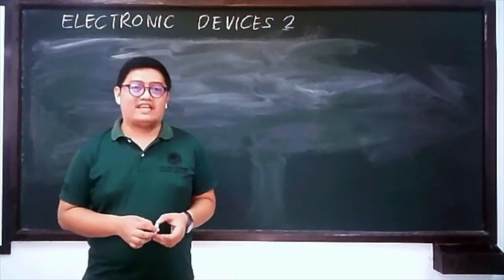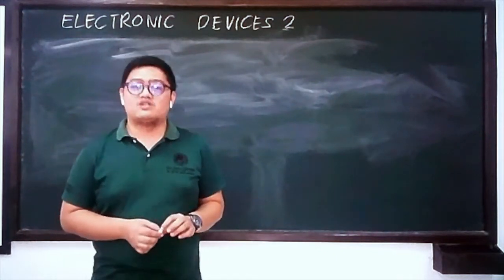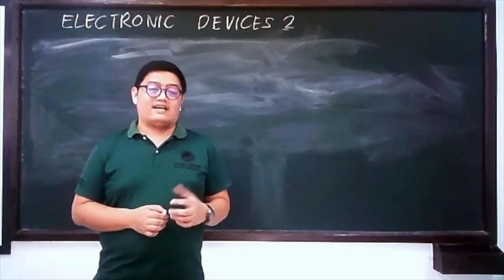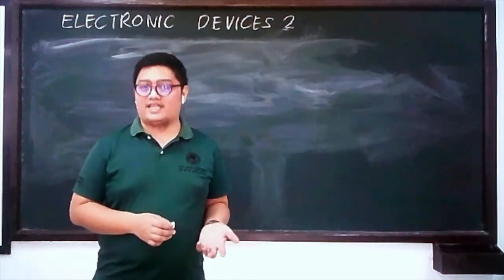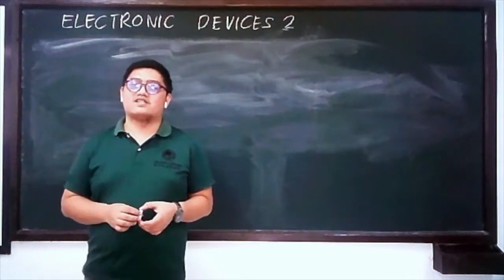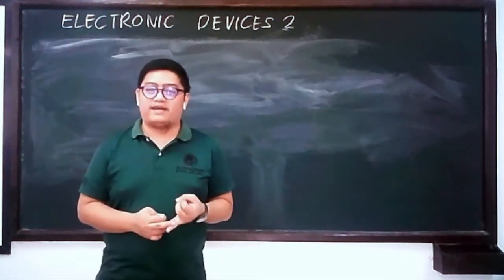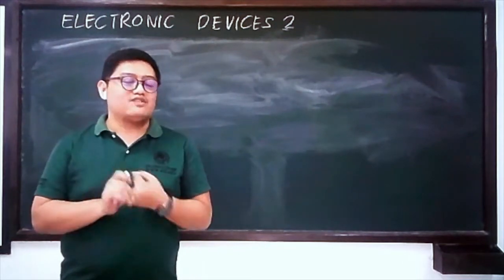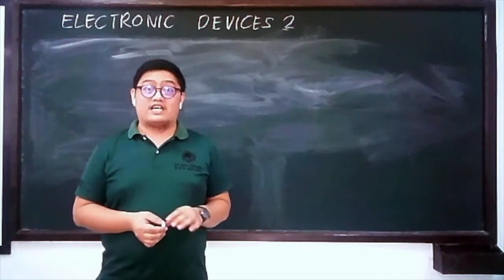I believe in the curriculum you're already done with your Electronic Devices 1, which mainly tackles the bipolar junction transistor, or your BJT. I believe you already discussed the characteristics, the types like the NPN and the PNP device, its construction, and all of the calculations relating to your bipolar junction transistor.